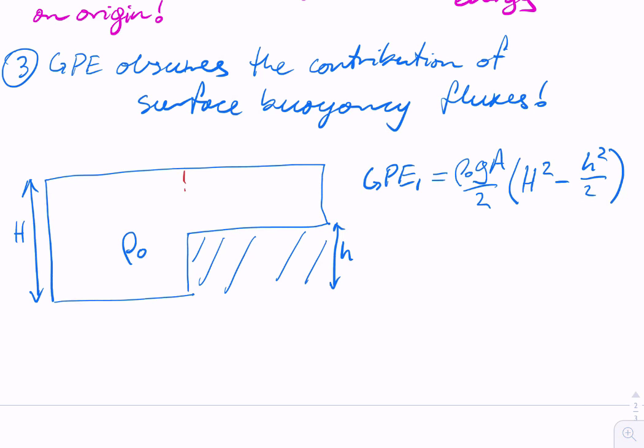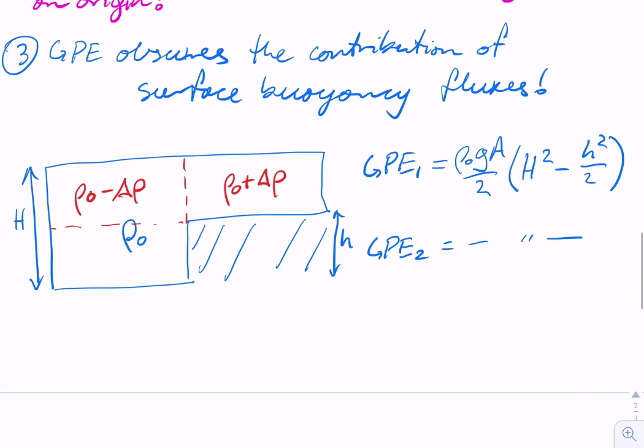Then I'm going to compare this with a second case, case 2, in which the upper right-hand half of the fluid is made denser by a small fraction, delta rho, and the upper fluid on the left-hand side is decreased in density by the same amount. Intriguingly, this rearrangement of density doesn't alter the total GPE, meaning that GPE2 is the same as GPE1. Yet we know from experience that case 1 and case 2 will behave very differently.